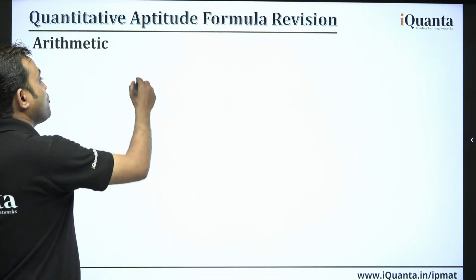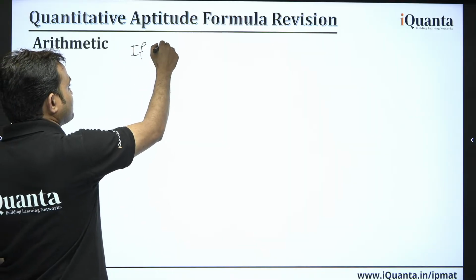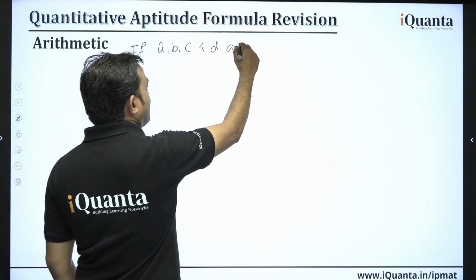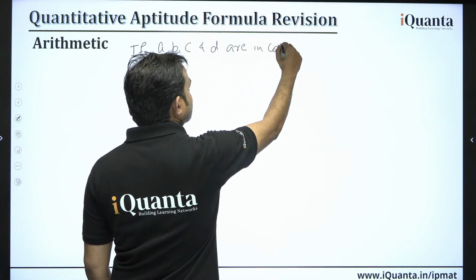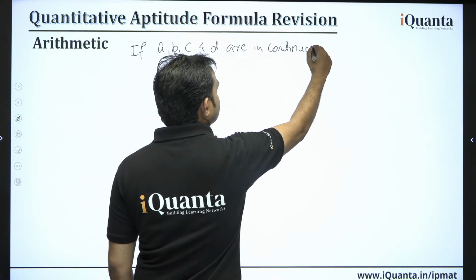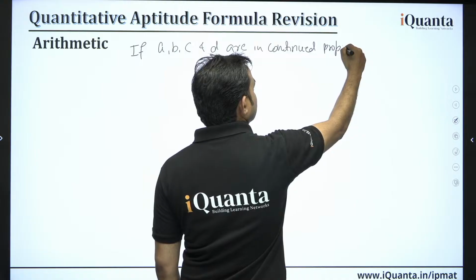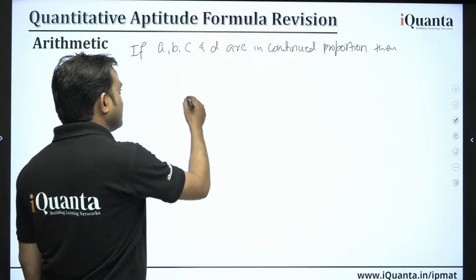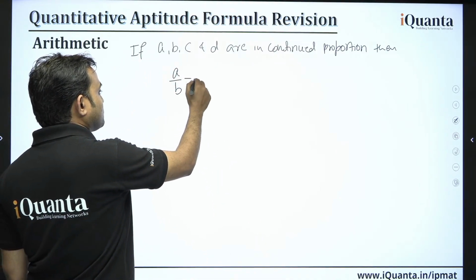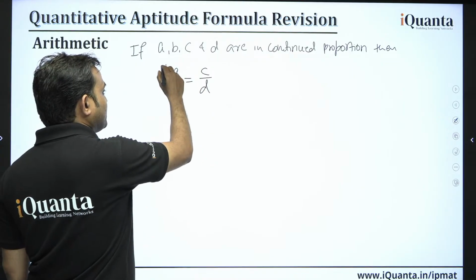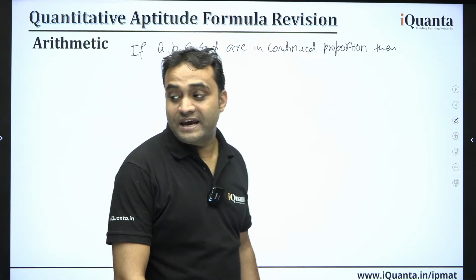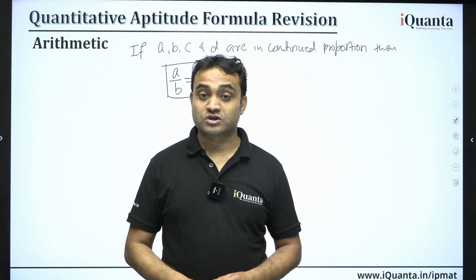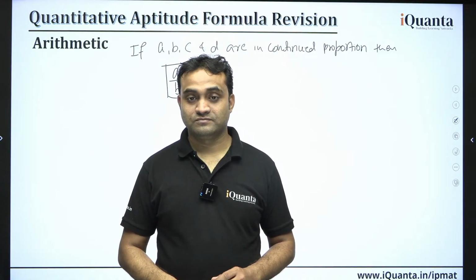If there are four terms which are in continued proportion, like if A, B, C and D are in continued proportion, then we say that A by B is equal to C by D, where A is known as first proportion, B is known as second proportion, C is known as third proportion and D is known as fourth proportion.